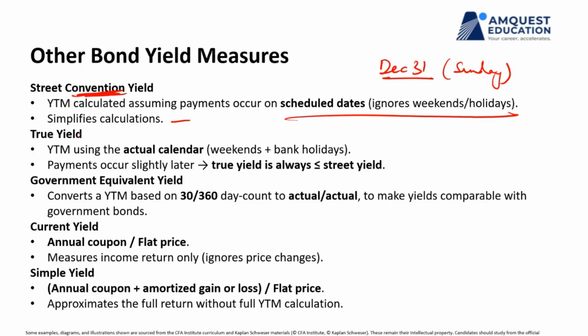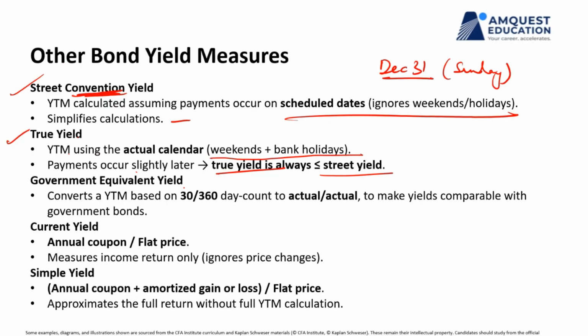Then there is a true yield. YTM using the actual calendar, which avoids weekends and bank holidays. Payment will occur slightly later, and true yield, therefore, is always less than the street yield. Okay, so there is a possibility if there is a holiday, the payment will be made a day after the holiday. So in that case, the true yield will be less than the street convention yield or street yield.